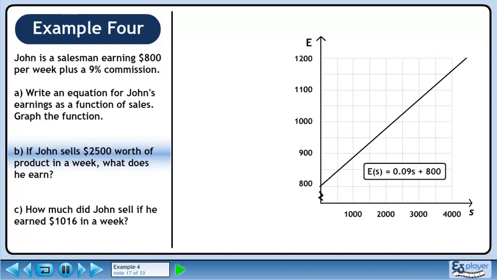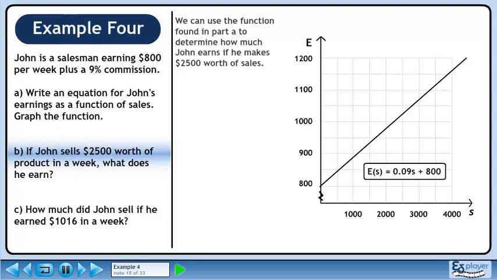Let's move on to Part B. If John sells $2,500 worth of product in a week, what does he earn? We can use the function found in Part A to determine how much John earns if he makes $2,500 worth of sales.